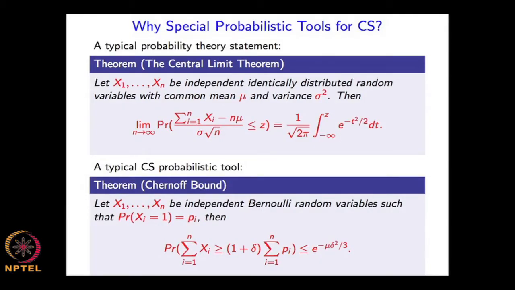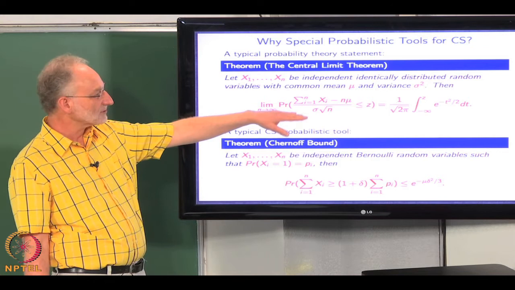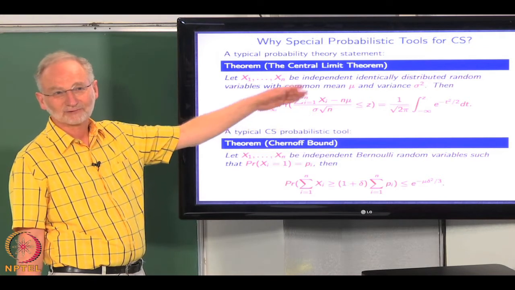So here is the prototype of a result in statistics or in probability theory. You probably recognize it as the central limit theorem. The central limit theorem basically says, if I have n independent, identically distributed random variables with mean mu and variance sigma squared, then if I take a lot of observations, take the average of these and normalize it, then what do I show? I show that in the limit, this distribution turns out to be normal. I'm sure you all saw that.